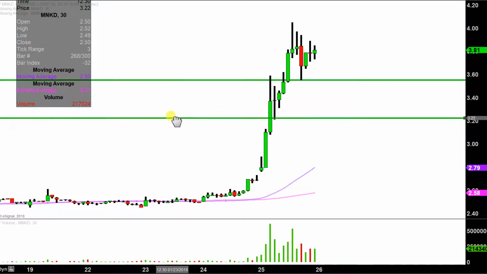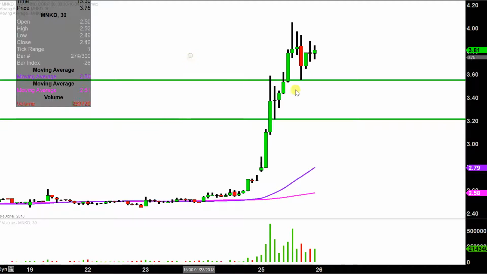Next level of support after that, down at $3.20. So 3.55, 3.22, the near-term levels of support.